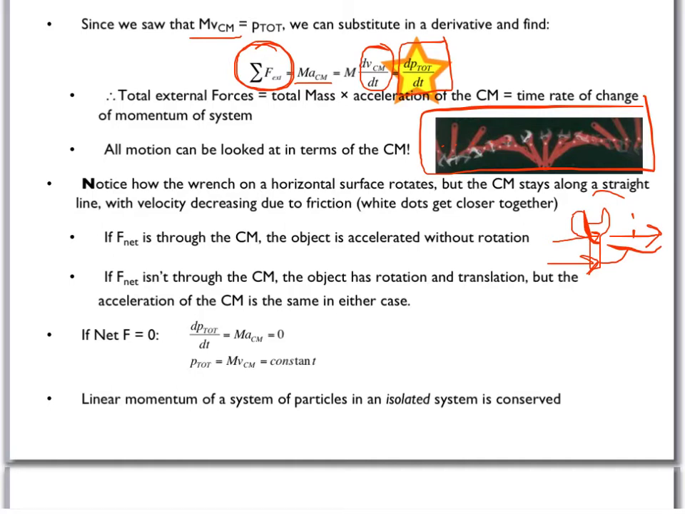So if the net force is 0, that means that 0 net force is going to result in 0 change in the momentum, or basically the momentum is going to be constant. So with 0 net force, momentum is going to be a constant value. That means that the linear momentum of a system of particles in an isolated environment is going to be conserved.